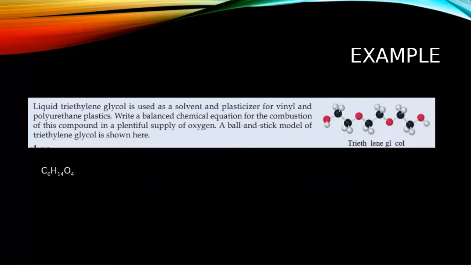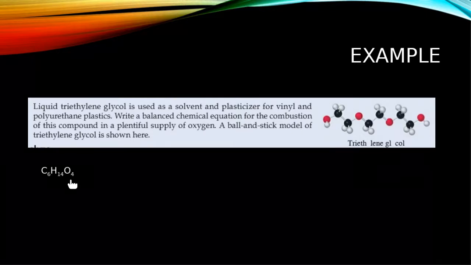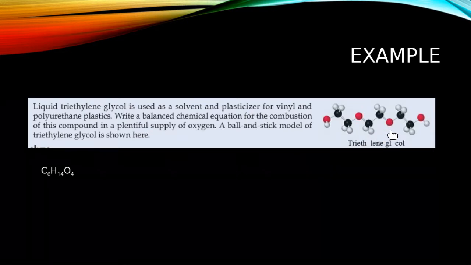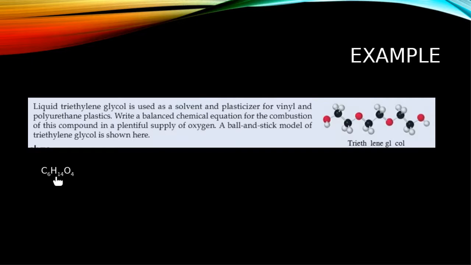And this is an example. What is the example? Liquid triethylene glycol is used as a solvent and plasticizer for vinyl and polyurethane plastics. Write a balanced chemical equation for the combustion of this compound in a full supply of oxygen. A ball and stick model of triethylene glycol is shown here. Is this organic or inorganic chemistry? And if you combust it with oxygen, what are the products?